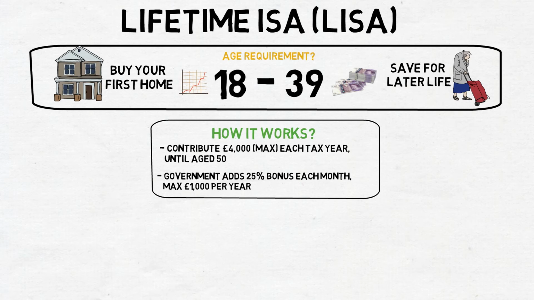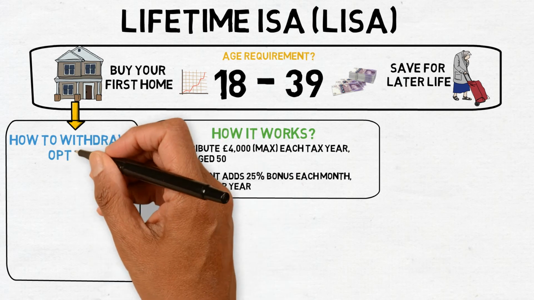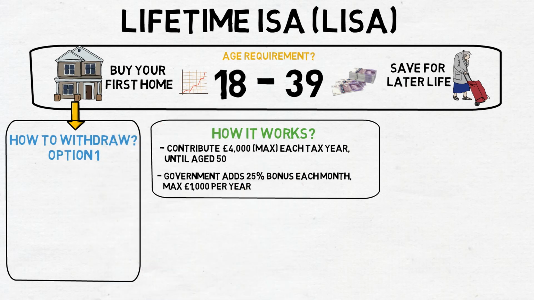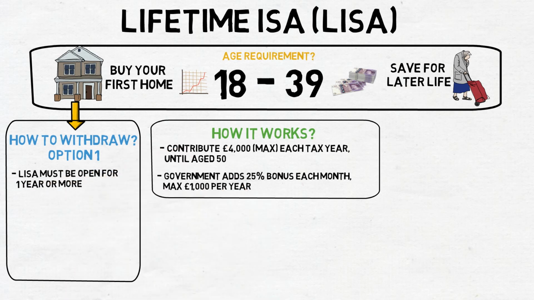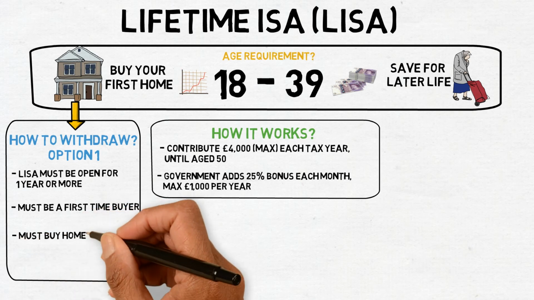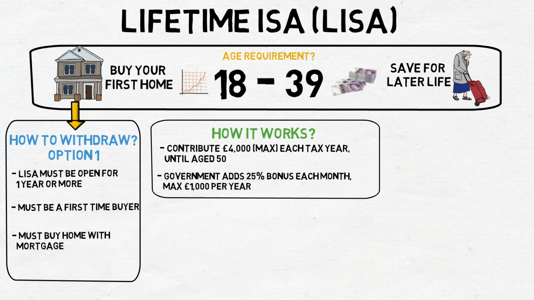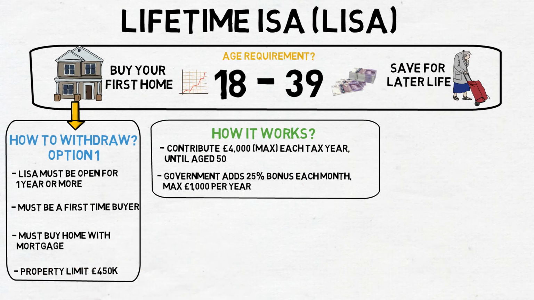To withdraw money from your ISA without penalties, you have 3 options. Option 1, you withdraw to buy your first home. To do this, your LISA must be open for at least 1 year. You must be a first-time buyer and buy your home with a mortgage. This should also be a home you plan to live in and not to rent out or use as a holiday home. And your property must cost £450,000 or less.